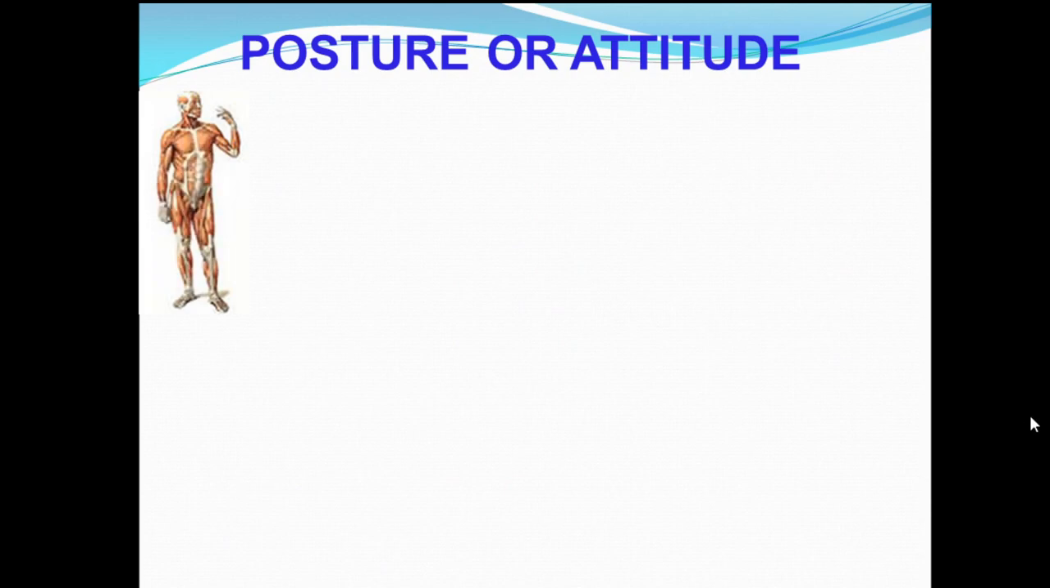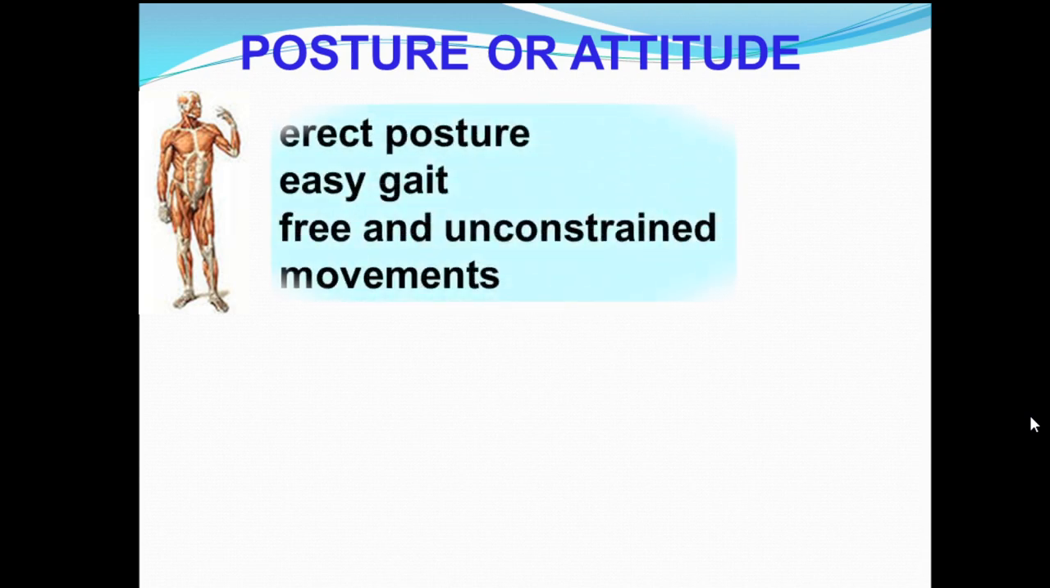The next step of our examination is assessment of posture or attitude of the patient, which depends on the activity of the central and peripheral nervous system, development of muscles, and condition of spine, bones and joints. And if we reveal some deviation from norm, we'll find the problem first of all in these systems and organs. Normally, the patient has erect posture, easy gait, and his movements are free and unconstrained.